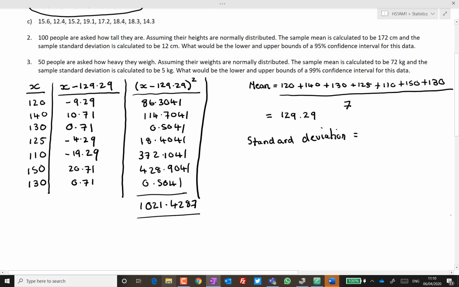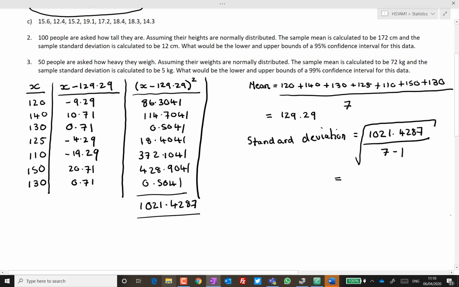I take this value, 1021.4287, and divide by n minus 1. I divide by the number of points I have minus 1. So I've got 7 points here. It's going to be 7 minus 1. I then need to square root that answer.